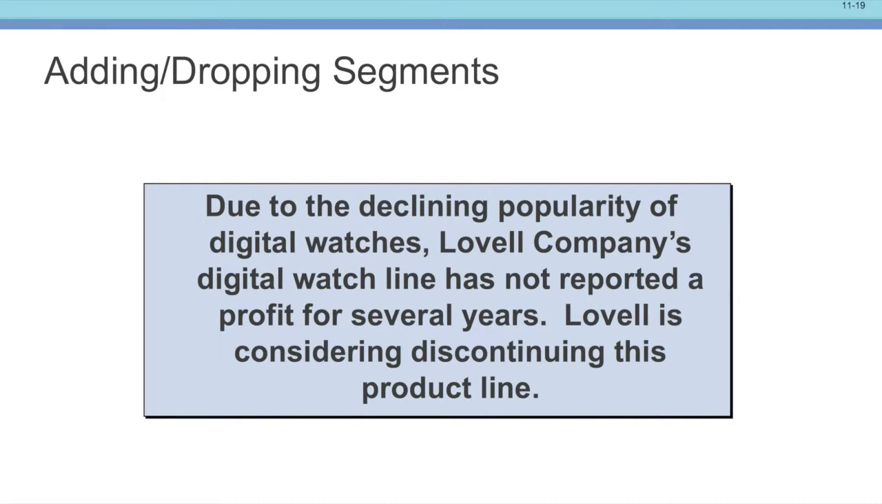In this, we have to be very careful of what costs we include, because we want traceable fixed costs. We don't want general costs. If we include general costs, we could make a very bad decision here. So we want to make sure we use traceable fixed costs. That's what's most important. When we look at our example, we're going to talk about digital watches and the Lovell Company's digital watch line, which apparently has not been reporting a profit for a few years, and maybe we want to discontinue it. What's important here again is finding the traceable fixed cost to this product line, not the overall fixed costs.